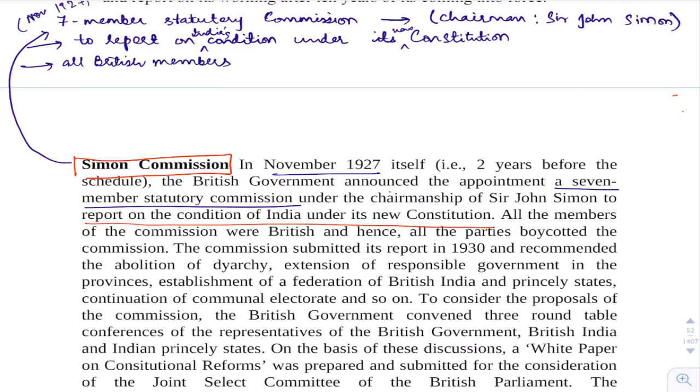And therefore what happened, hence all the parties boycotted the commission. So that is obvious because Indians को representation नहीं मिल रहा था, and also you are talking about the condition of India under your constitution, and you are not giving representation to the Indians only. So therefore the parties boycotted. The commission submitted its report in 1930. So you can write 1930 report submitted.